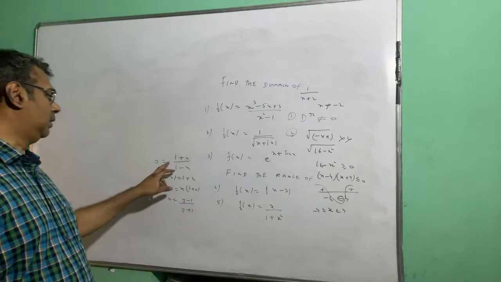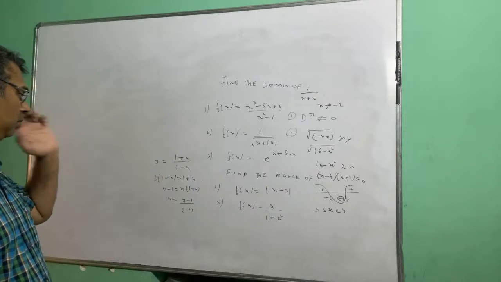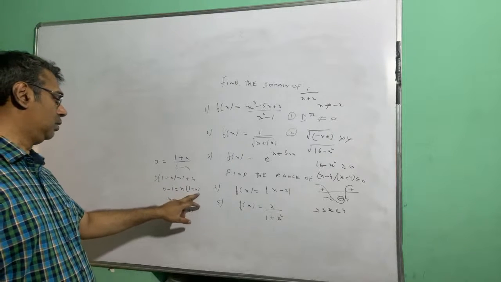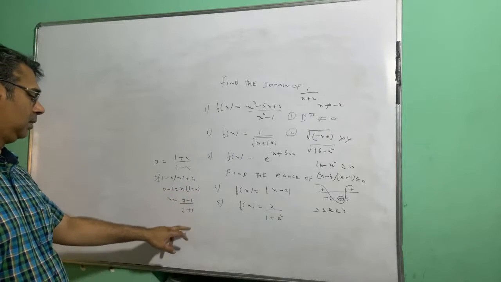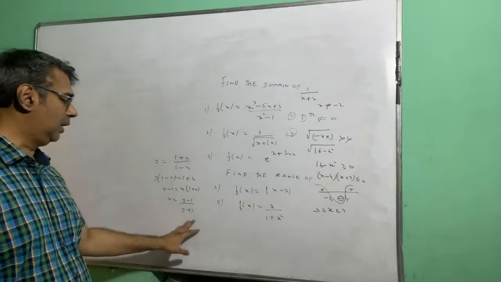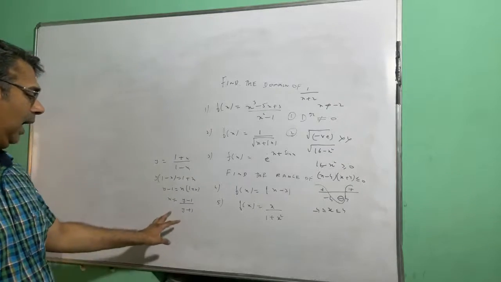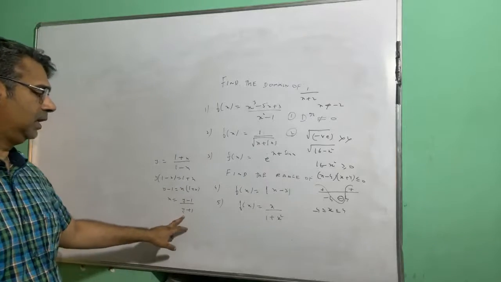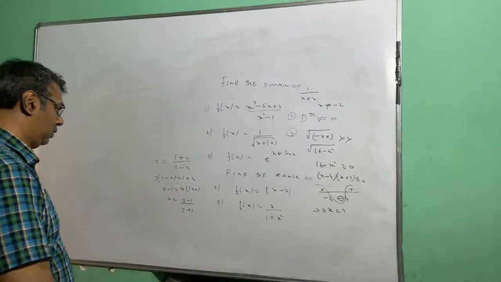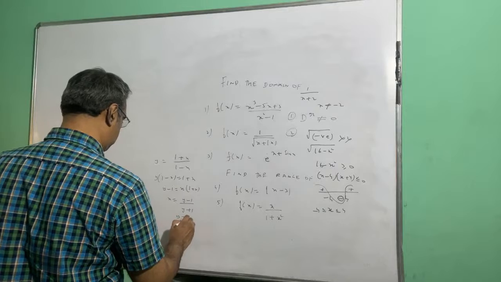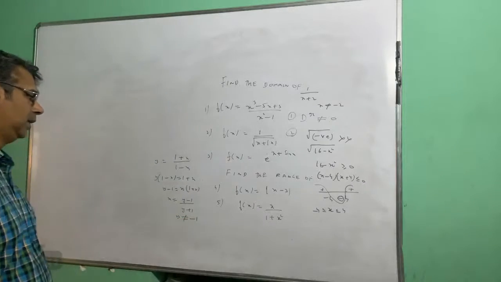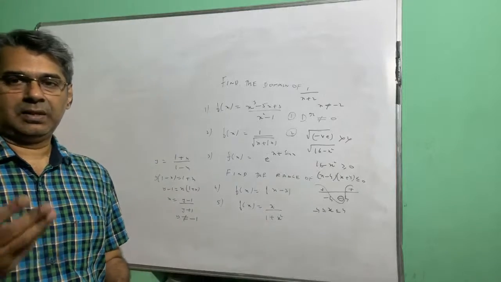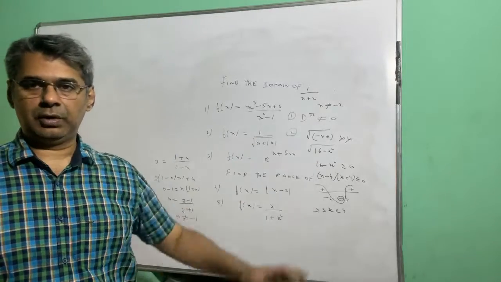If you write y equal to (1 plus x) by (1 minus x), so y into (1 minus x) is 1 plus x. So y minus 1 is x into (y plus 1), so x is (y minus 1) by (y plus 1). Then you proceed as you did for domain. The denominator can't be 0, so the range will be y not equal to minus 1. That is one way of finding the range: express x in terms of y and do as you did for domain.